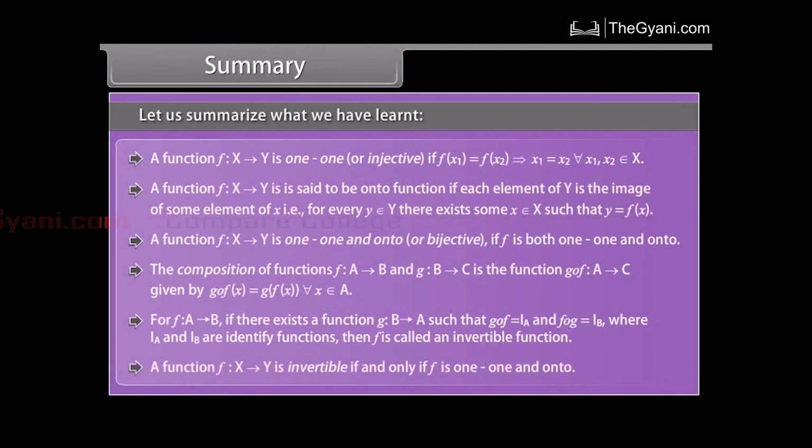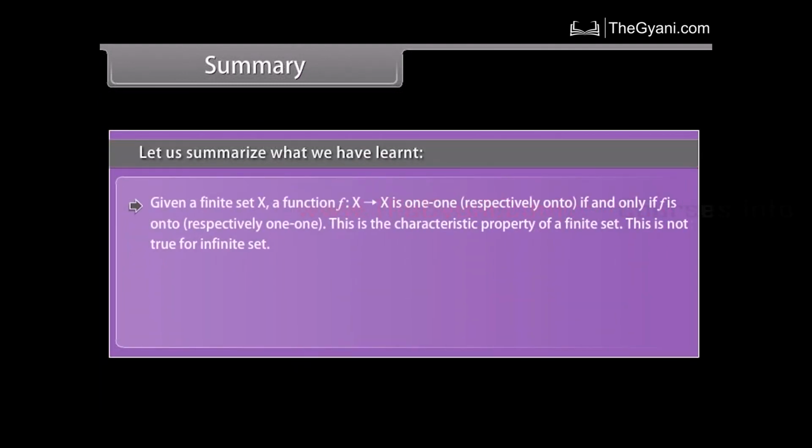A function f from X to Y is invertible if and only if f is 1-1 and onto. Given a finite set X, a function f from X to X is 1-1 respectively onto if and only if f is onto respectively 1-1. This is the characteristic property of a finite set. This is not true for infinite set. A binary operation star on a set A is a function star from A cross A to A.